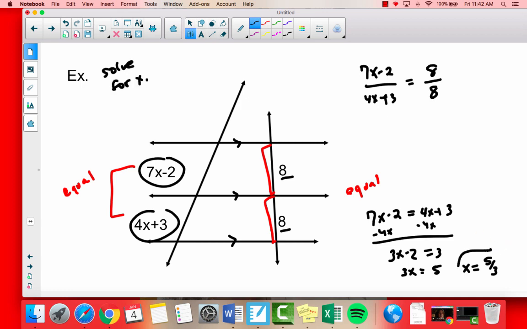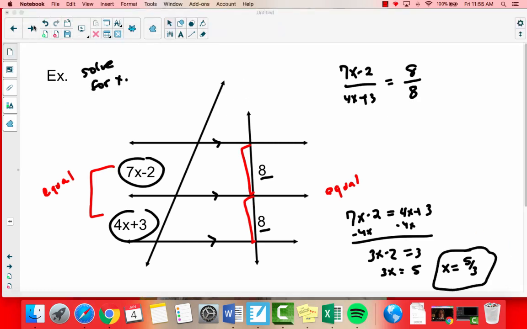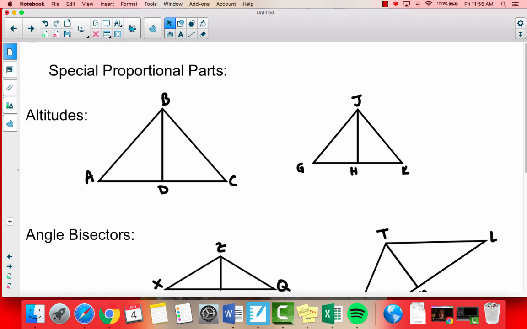So you'd be done, and there's our final answer. The last part of the notes is going to be referring to the 3 special segments that can be drawn into triangles that create proportional parts. And I've got these 3 listed here. You're going to want to draw them into your notes so you have them to refer back to.